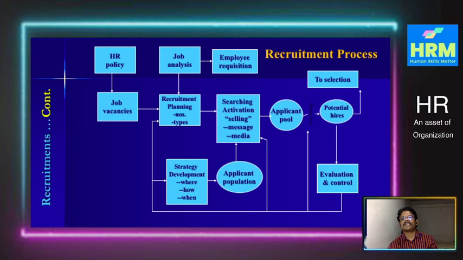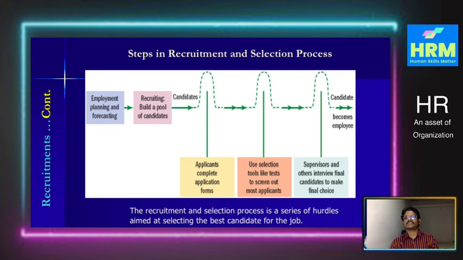When we are searching for the applicant population, there is strategic development: where, when and how to get them. As per the recruitment policy, we look at the strategic development for recruitment in terms of when to advertise, how to find candidates, when we receive the applications, and how much time we give for submission of applications. All these things we discuss, evaluate and control across the entire process, to get as many applications as possible against our vacancies.